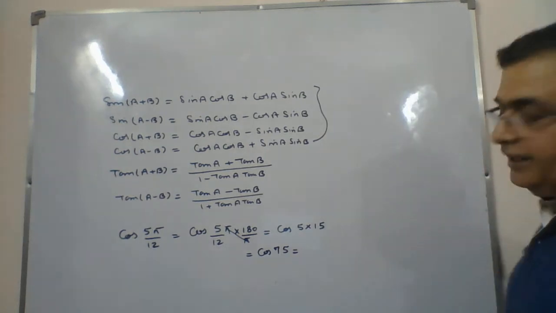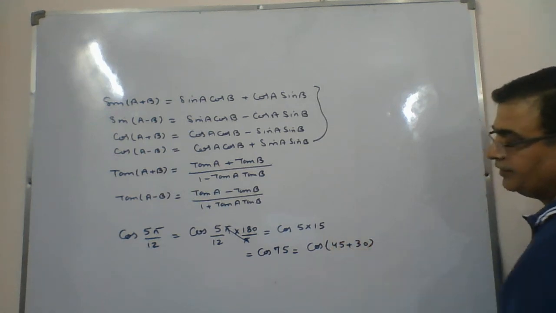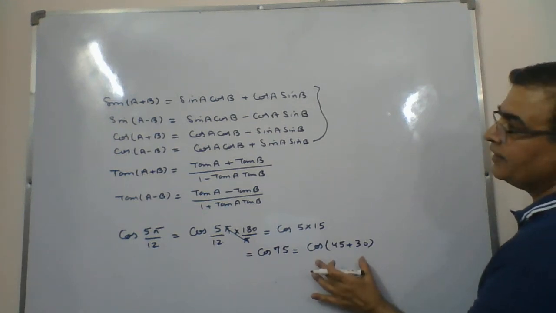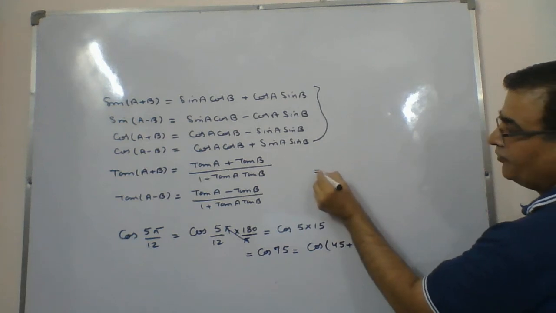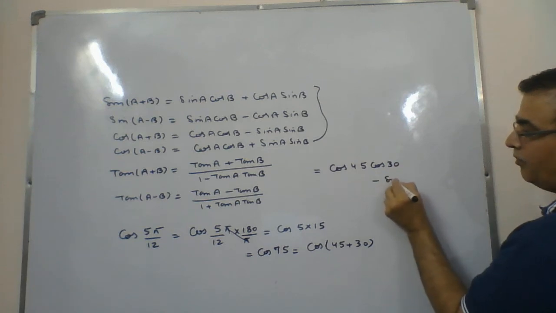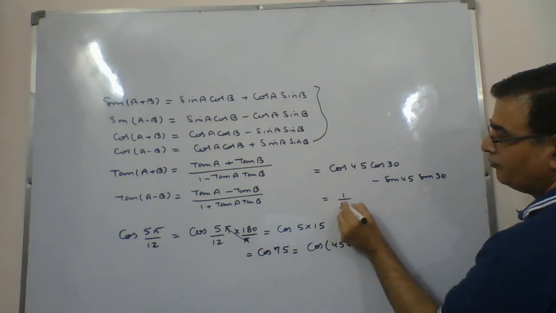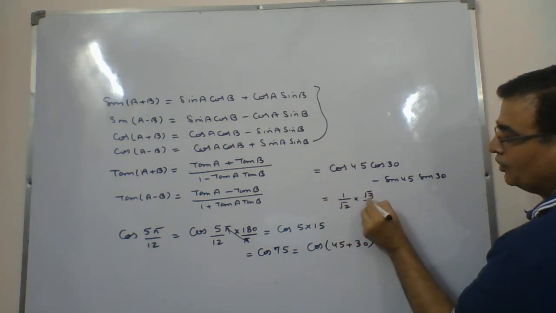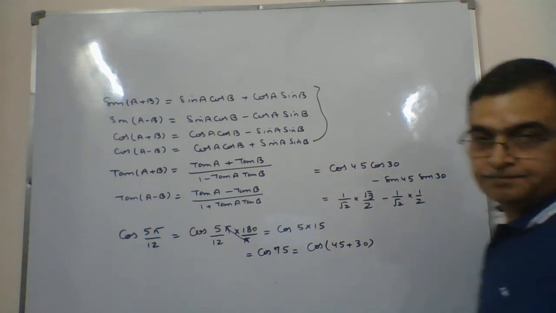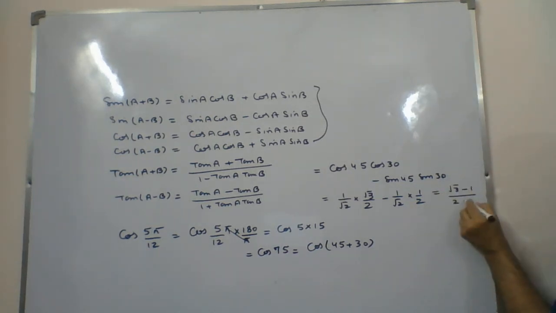And cos 75 is again the addition of what? Cos 45 plus 30 degree. Always decide that you will be taking the angles which are known to you. Now cos A plus B formula is here. So I'll start with cos A. Cos A means cos 45 cos 30 minus sine 45 sine 30. And now when you solve it, it will be 1 by root 2, cos 30 will be root 3 by 2, minus 1 by root 2 and sine 30 is half. So when you solve it, what your result comes out to be? Root 3 minus 1 by 2.